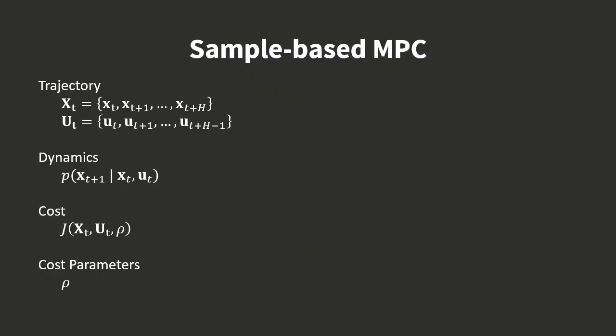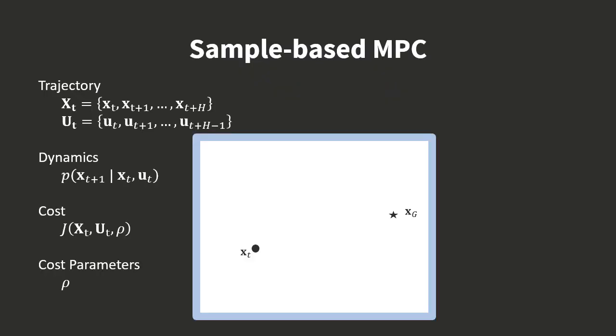Consider the following navigation problem. We frame this as finding a control sequence that minimizes the expected cost. We consider cost functions parameterized by ρ. For instance, ρ may determine the trade-off between distance to goal and control sequence smoothness.